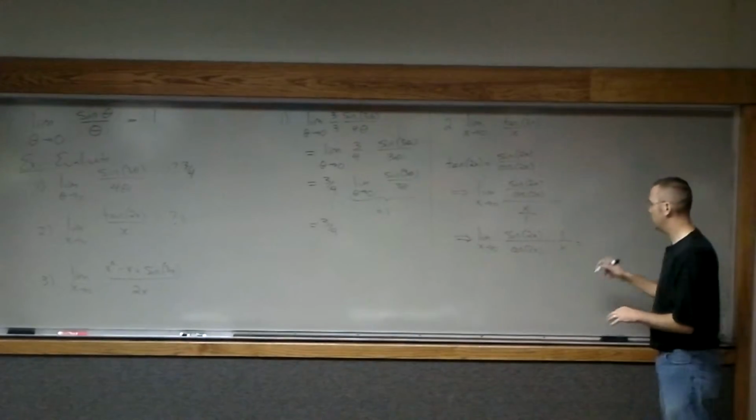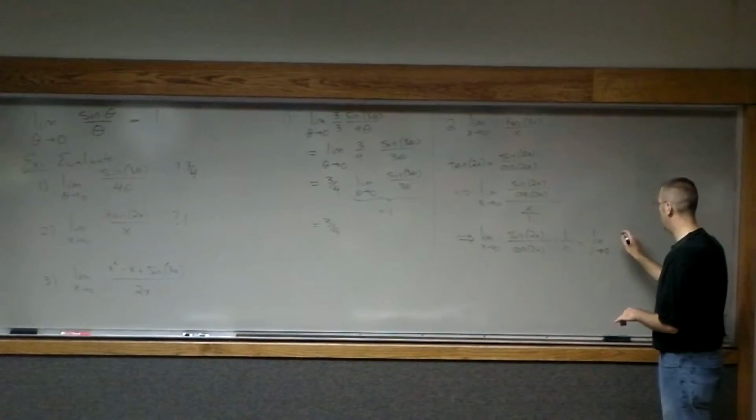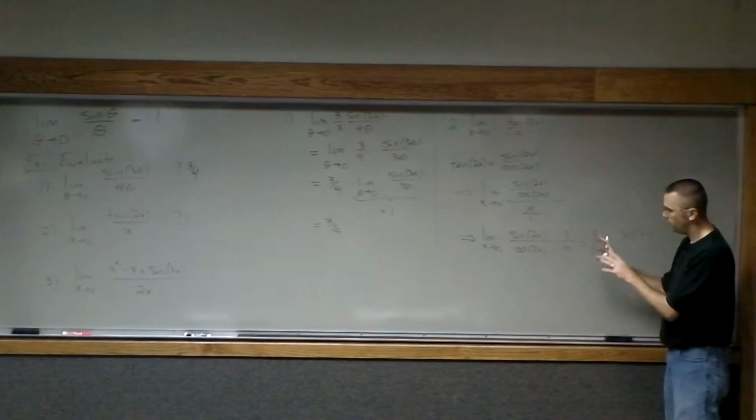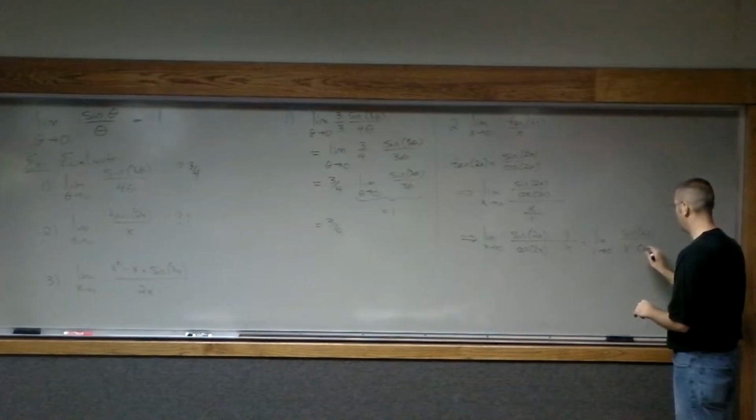Do that, just to simplify it a little bit, limit as x goes to 0 of sine of 2x. I'm going to maneuver things around a little bit too. x cosine of 2x.